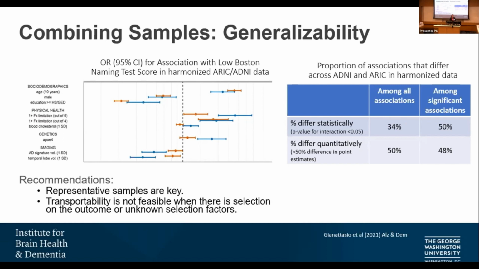So the recommendation here is that representative samples are really important. And if you are familiar with the transportability literature, transportability is not necessarily feasible when there's selection on the outcome or unknown selection factors, which goes back to this need for representative samples. ADNI has been great, right? It's given us this highly phenotyped data. It's not necessarily going to replicate in the general population. And what we need at the end of the day are things that work in the general population.